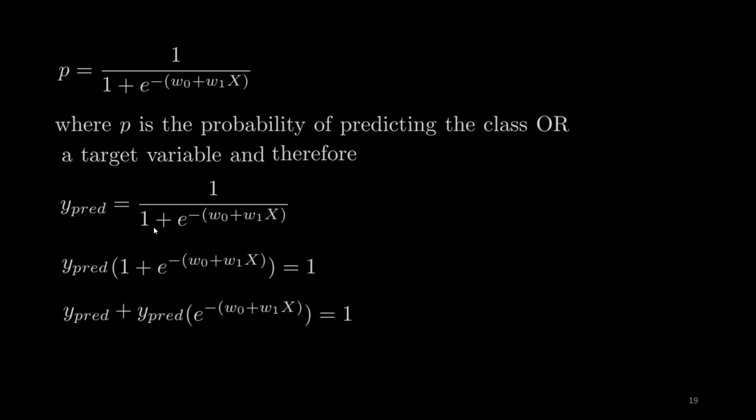I am moving this denominator from the right side of the equation to the left. So here is my value. After this, there is only 1 left on the right side of the equation. Now multiply this y_pred inside the parenthesis. If I multiply y_pred with 1, I get y_pred. If I multiply y_pred with this exponent term, I get this term, and there is 1 on the right side of the equation.